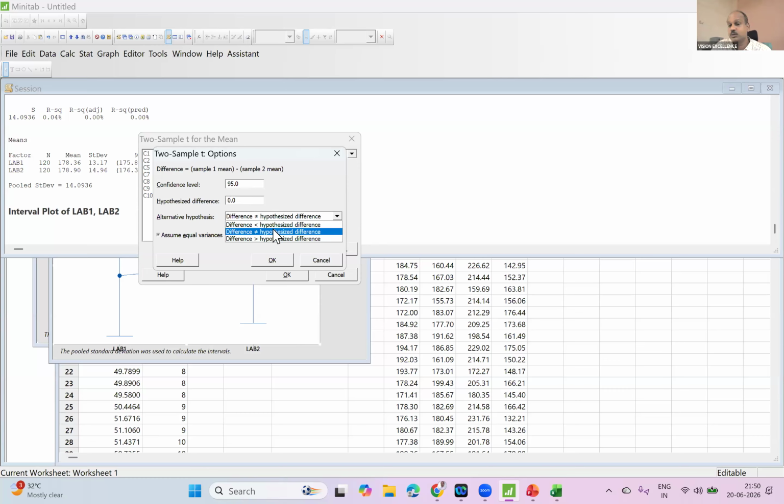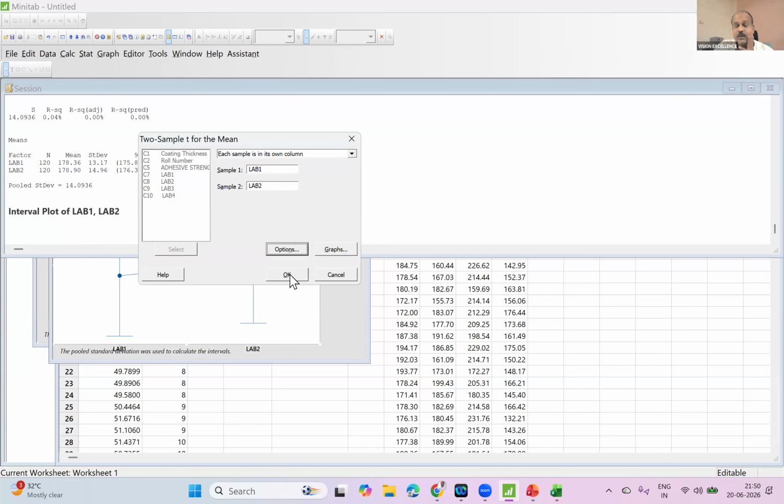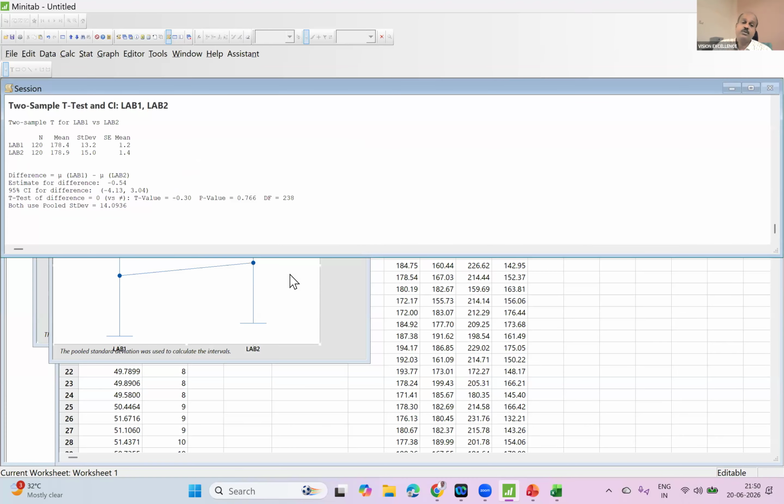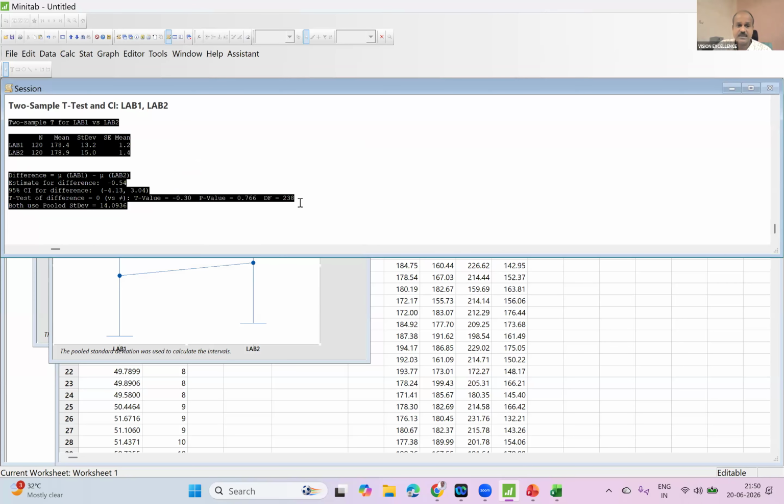When you say not equal to, it's a two-tailed test. When you say difference is more, then it is right tail. When you say difference is less, it is left tail. Let's keep it two-tailed. Give OK. Give one more OK. And now Minitab has performed the 2 sample t-test for us.